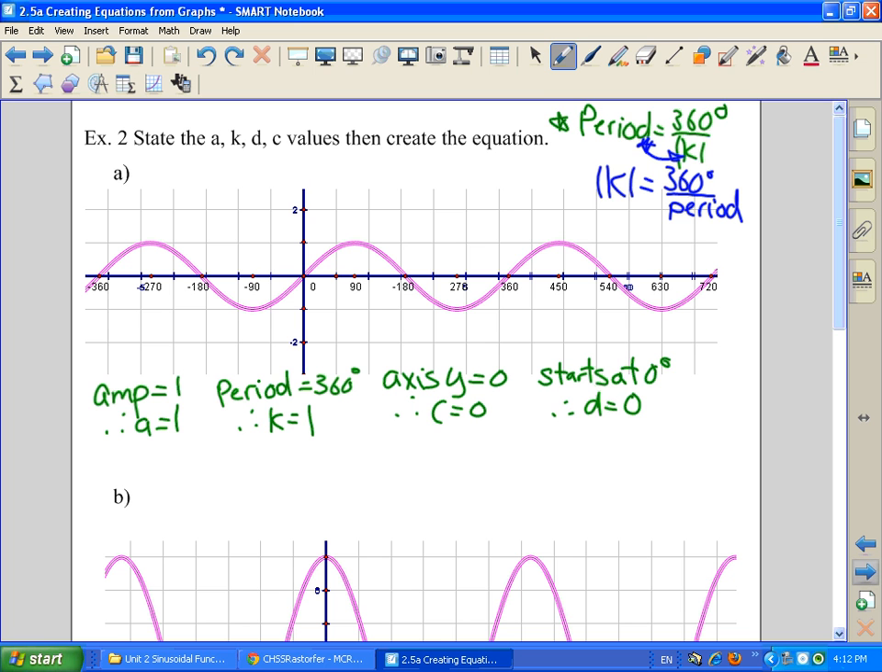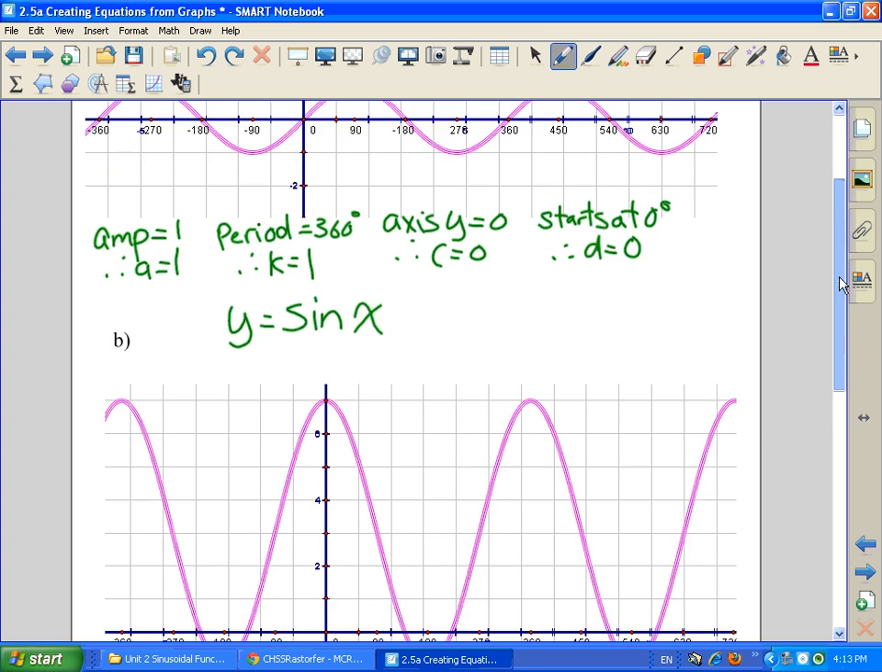So looking at this, ladies and gentlemen, what graph does it look like? If it starts at 0 and it goes up to its maximum, then to its minimum, then back to the axis, then we know, ladies and gentlemen, that it's a sine. So y equals sine x. So that's your parent function. I just wanted to show you that we could do it from a parent function. Now we're going to make life a little more difficult in our second example.